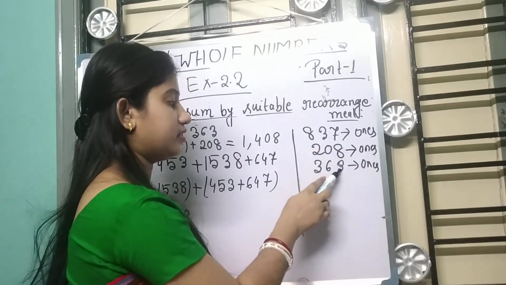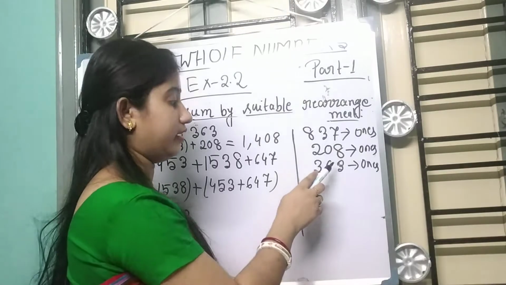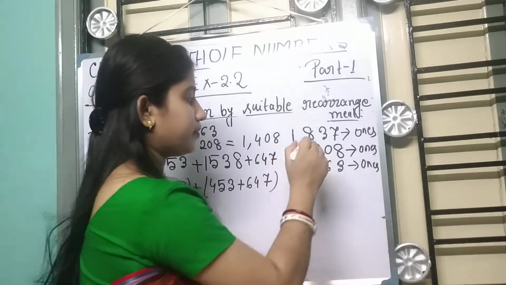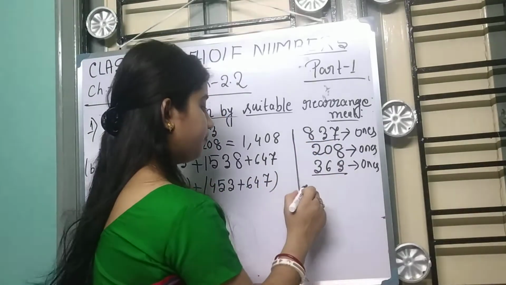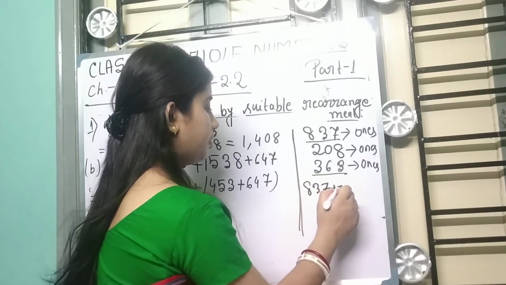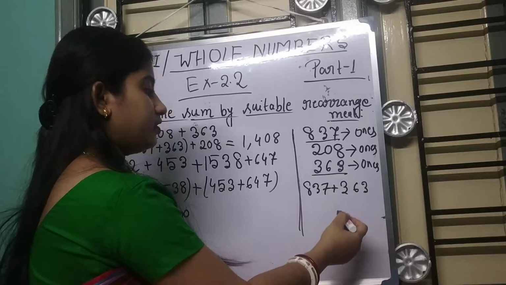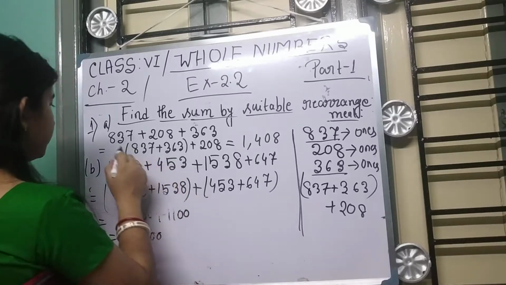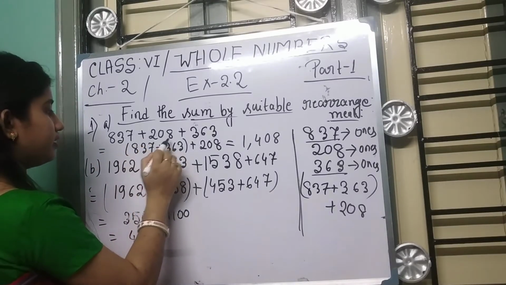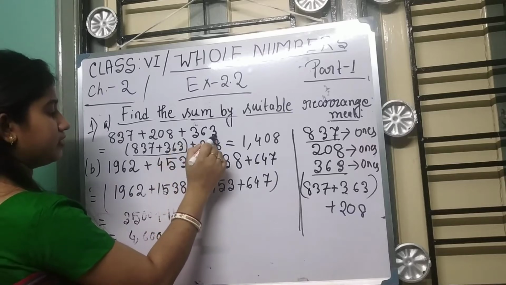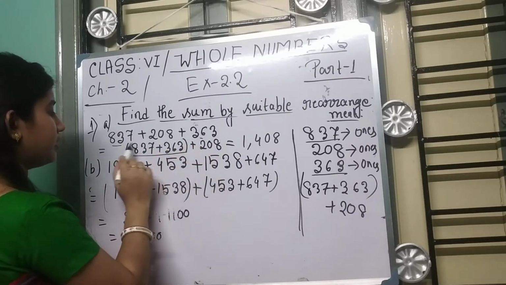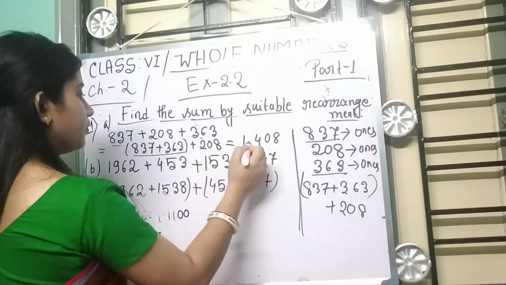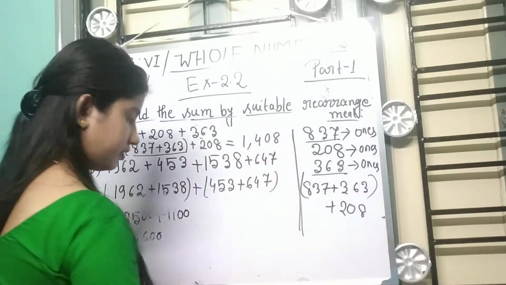Suppose we add 8 plus 3, then we get 11, not 10. So first we add 7 plus 3. 7 plus 3 is 10. So we add this and this number, 837 plus 363. Next we add this number 208. So we get 837 plus 363 plus 208, and we get 1408.